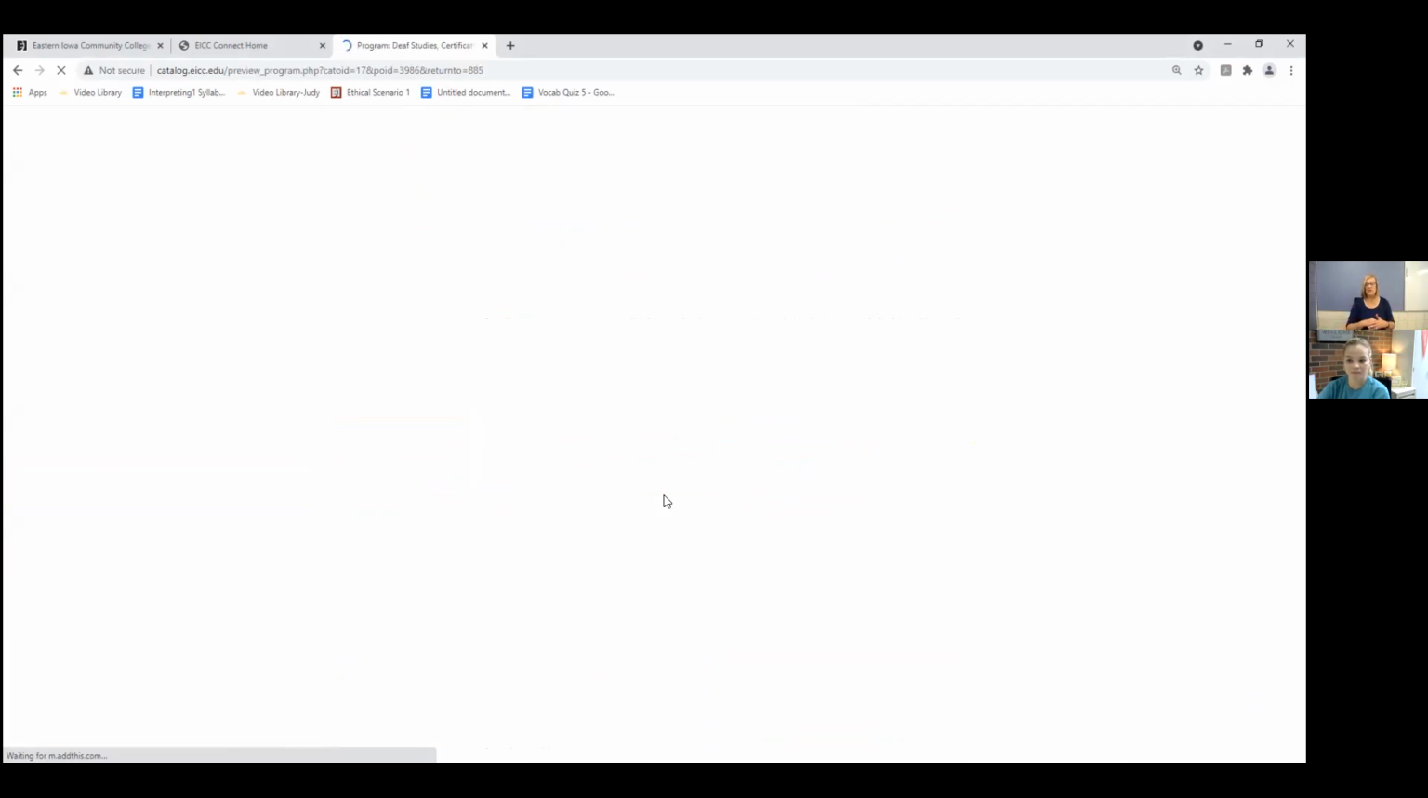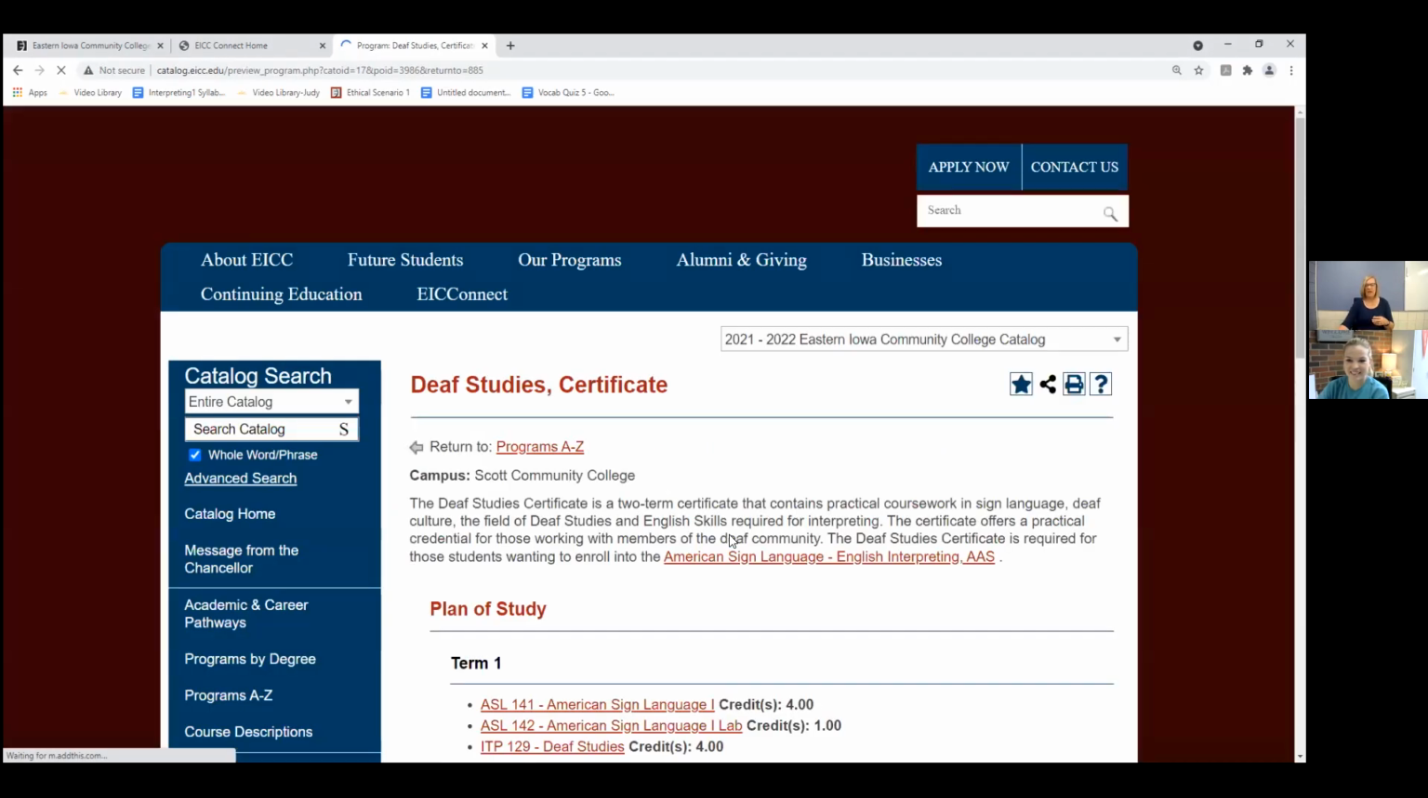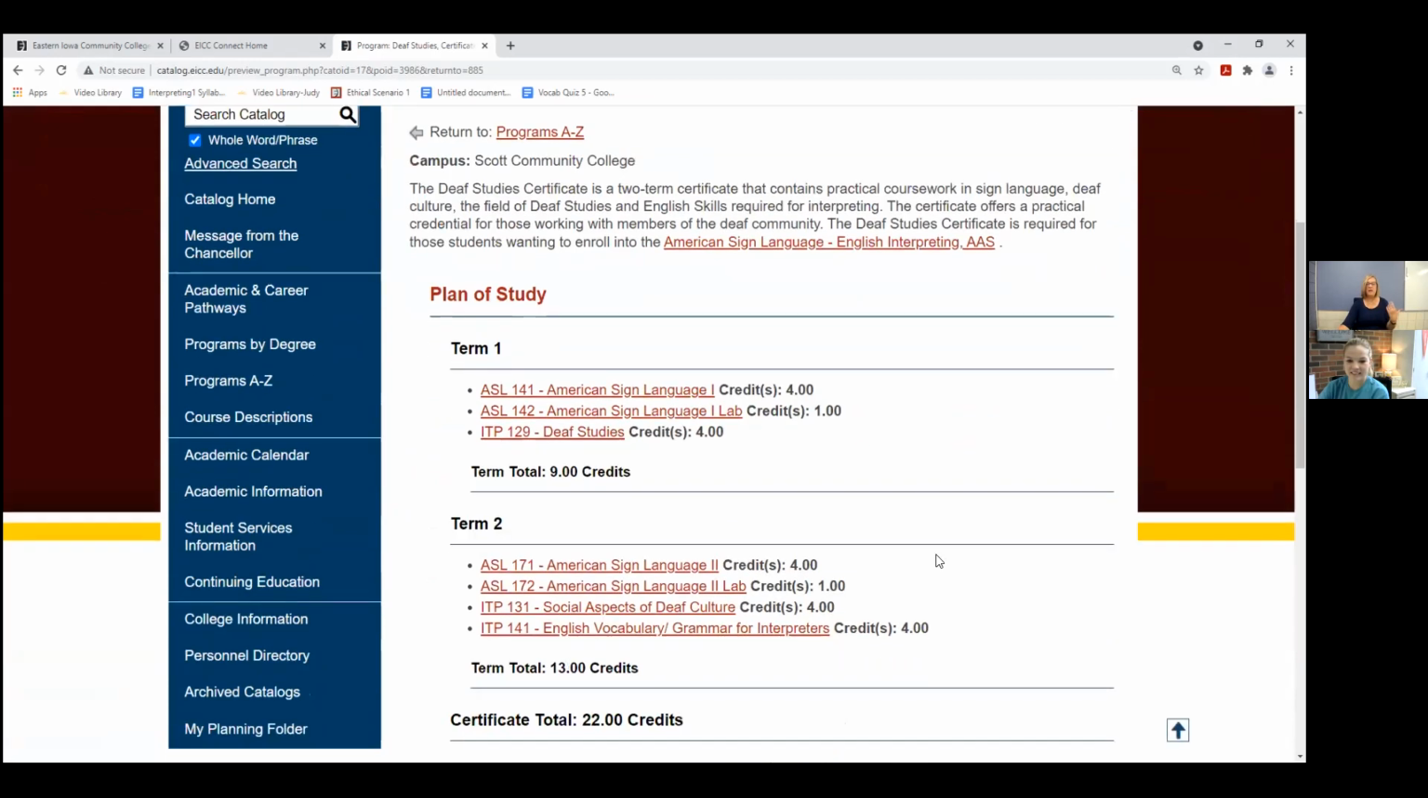It's our first year. It's 2 terms of study, starting in the fall. You take American Sign Language 1, a lab that goes to increase some of your knowledge about some very specific skills, and the first ITP course called Deaf Studies. It's the historical background of the deaf community and their interactions with the hearing community.